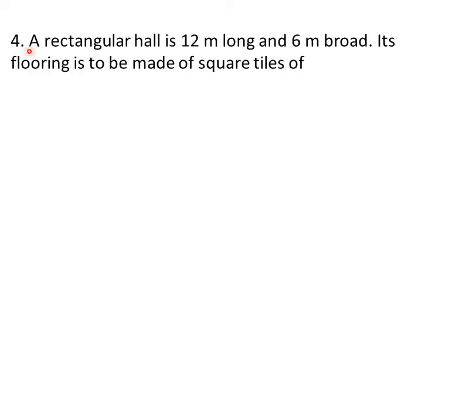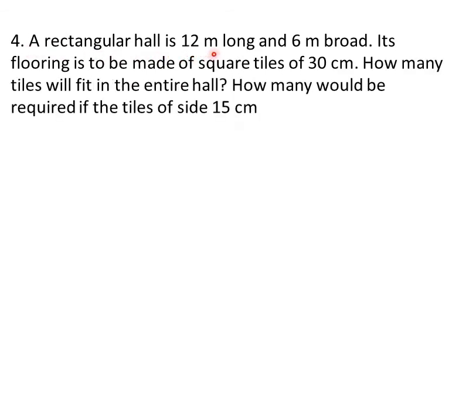Okay, fourth sum. A rectangular hall is 12 meters long. Okay, shape क्या है, rectangle है, length क्या है 12 meters और breadth क्या है 6 meter broad. Its flooring is to be made of square tiles of 30 centimeter. ठीक है, तो बड़ा सा हॉल है और उसमें हमें टाइल्स लगानी है और एक टाइल की साइज़ कितनी है 30 सेंटीमीटर. हाउ मेनी टाइल्स विल फिट इन द एंटायर हॉल. ठीक है, तो फर्स्ट क्वेश्चन क्या है, हाउ मेनी टाइल्स ऑफ 30 सेंटीमीटर और दूसरा क्वेश्चन है हाउ मेनी वुड बी रिक्वायर्ड इफ़ द टाइल ऑफ साइड 15 सेंटीमीटर वर यूज्ड.